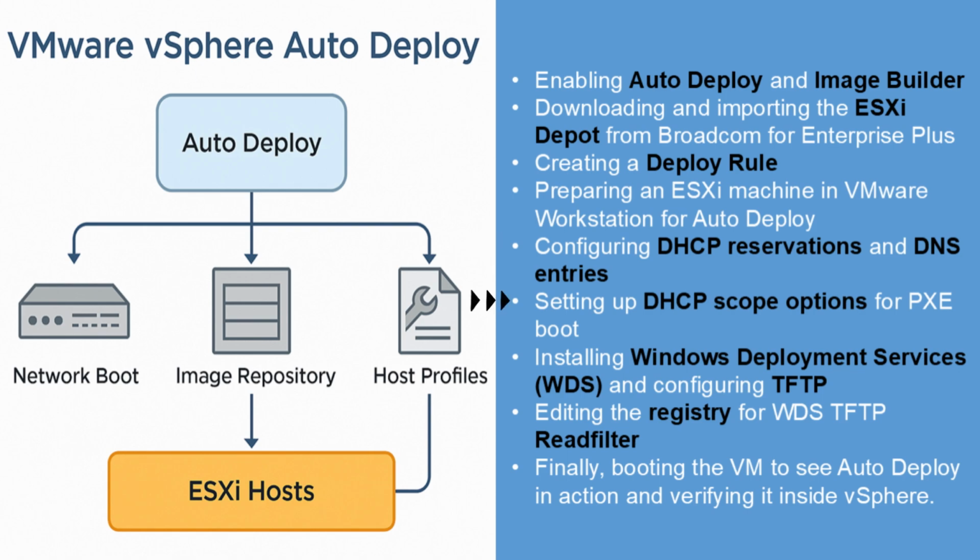Then we will set up DHCP scope options for PXE boot. Next we'll install Windows Deployment Services, WDS, and configure TFTP. Next, we'll edit the registry for WDS TFTP read filter. Finally, we'll boot the VM from VMware Workstation to see Auto Deploy in action, and we'll verify it inside vSphere. We have a lot to cover, so let's get started.